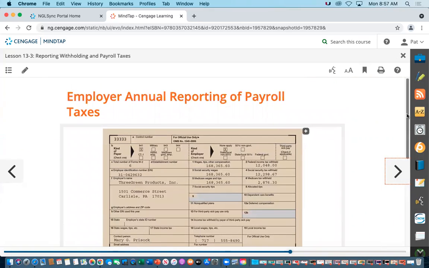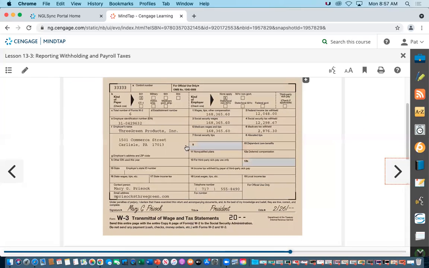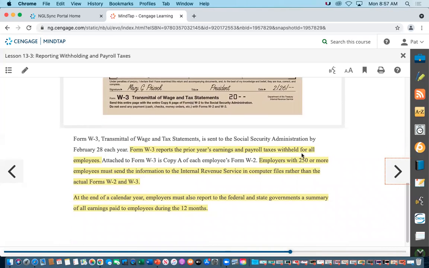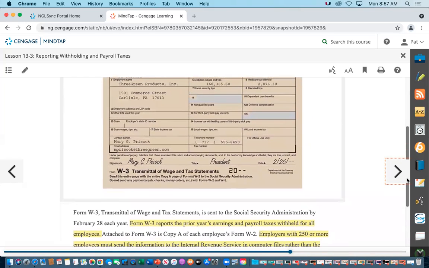Okay. Our annual reporting of payroll taxes, you have the company name. All right. This is a 941 W3. You've got all this different information, who's the person in charge of it. You have different wages, taxes withheld. This is the president, whatever the case may be. Your W3 reports the prior earnings, payroll tax withheld for all employees. Employers with 250 or more employees need to fill W2 and W3s out. At the end of the calendar year, employers must report to the federal government a summary of all earnings for the 12 months. Again, do you have to have all this memorized?